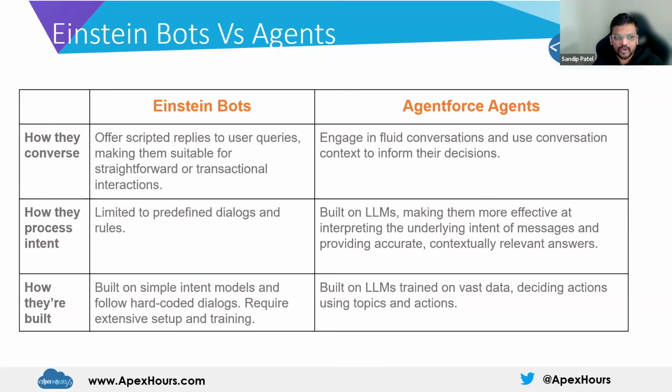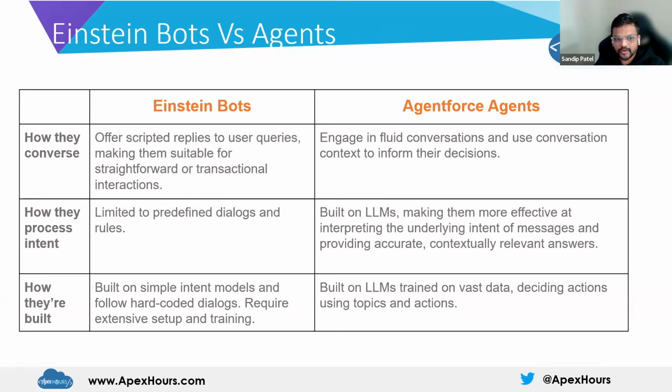If we consider how they process intent, it is limited in the case of the Einstein bot, and it is very limited to predefined dialogues. As I said, it is scripted. But Agentforce is built on LLMs, so it is more effective, and it will give you contextual answers. If you talk about, let's say, tomorrow, it will just find out what the date for tomorrow is, and it will use that as a prompt and all this. How they are built is also different.